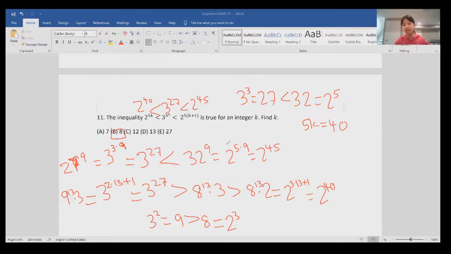Does everyone understand this? All right, if so, I'm gonna hand it over to Gracelyn to explain problem 12 and so forth.